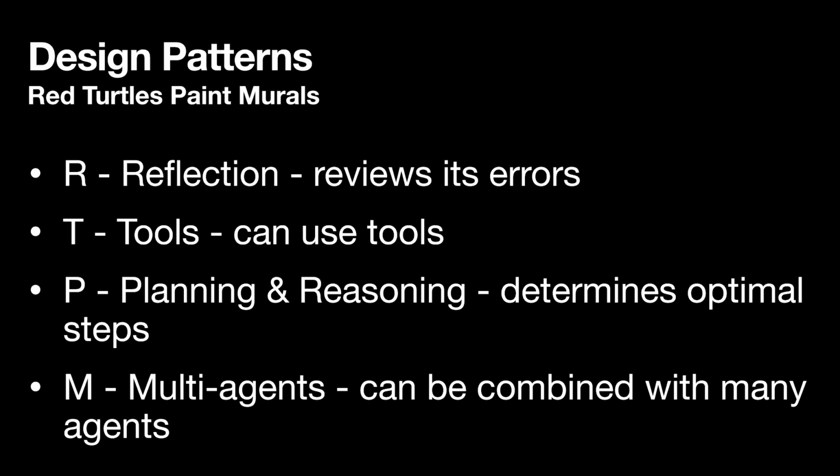And finally, M stands for multi-agents. As with humans, one agent is not good at every task, so you can combine multiple different agents to perform a task. For example, if you need an agent to write a research paper, you can have multiple agents, such as research agents, analysis agents, writing agents, editor agents, and a citation agent, and they can work together in a multi-agent process. So those are the design patterns of agents.